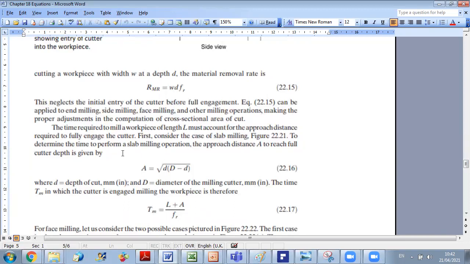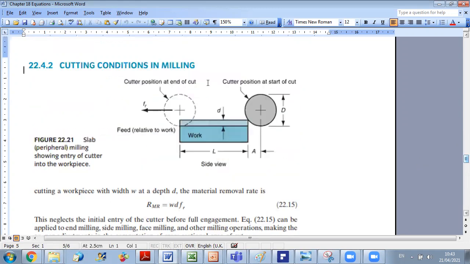To determine the time to perform a slab milling operation, the approach distance A to reach full cutter depth is given by the following relation. In the case of peripheral milling, the approach distance is the square root of d times (D minus d), where big D represents the diameter of the milling cutter and small d is the depth of the cut. So what do we mean by this? If you go back to the figure, you have a certain approach before reaching the position where you really start to cut.